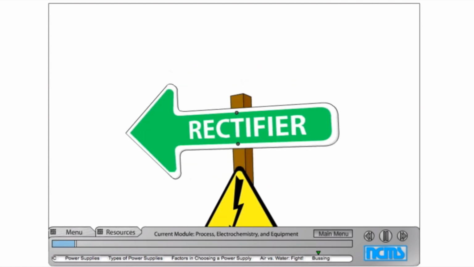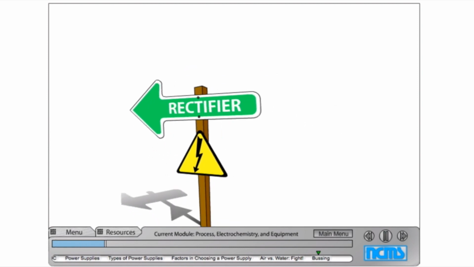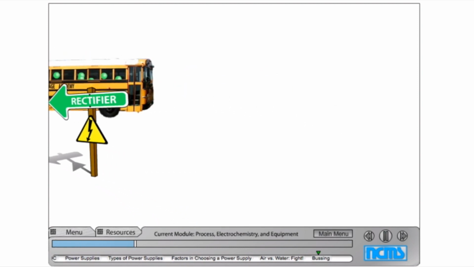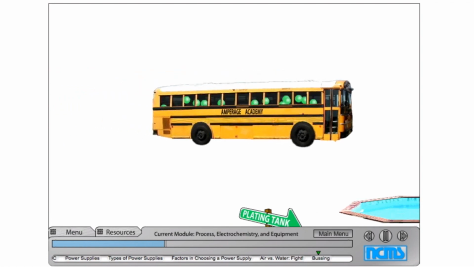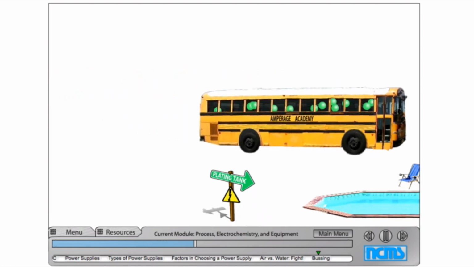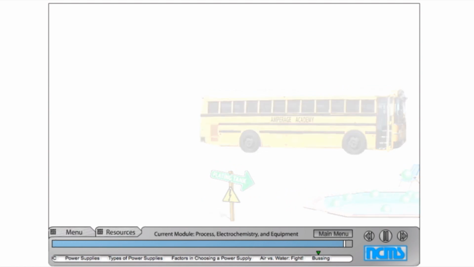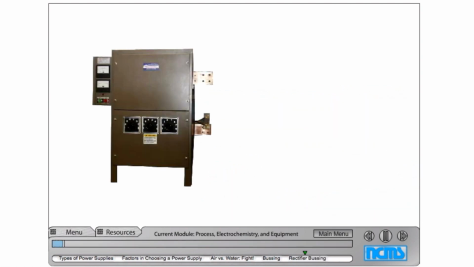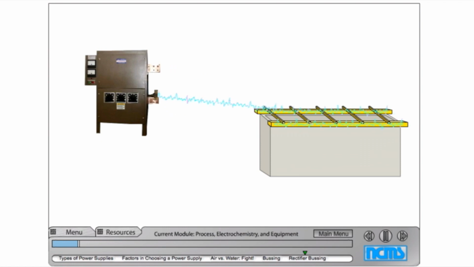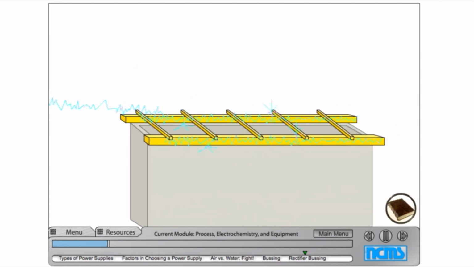Chrome electroplating is low voltage but high current, and it takes a lot of infrastructure, called busing, to move all those amps from the power supply to the plating tank. This section is about how the power gets from the supply to the bath where the chrome plating actually happens. The first step is to get the power from the rectifier to the tank bus, which actually holds the parts that go into the plating bath.